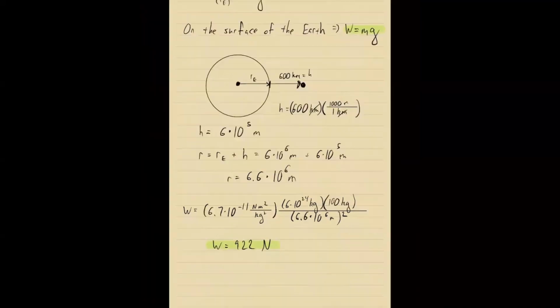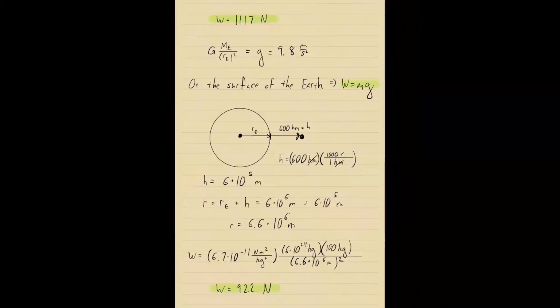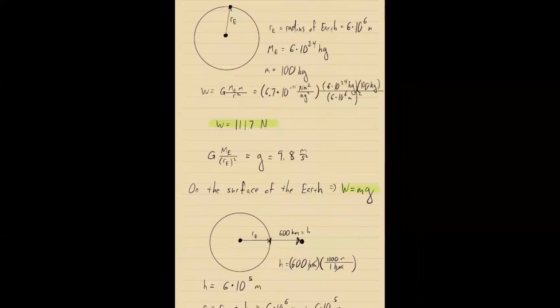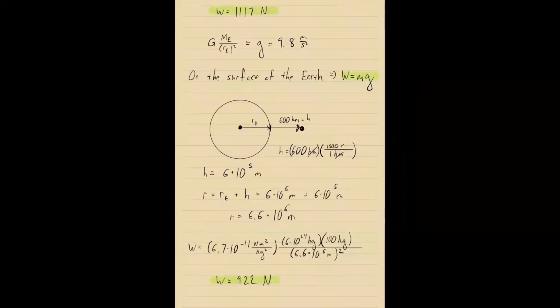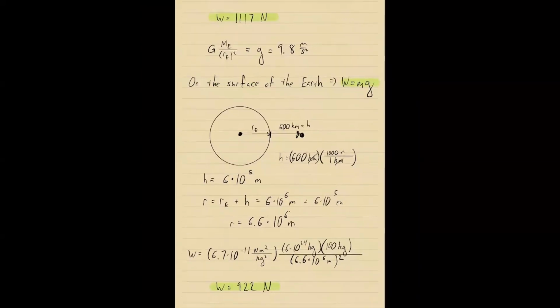Notice the answer we got for part A, on the surface of the Earth, was 1,117. But when you're further away, 600 kilometers from the surface, you only weigh 922 newtons. I don't know if you remember back when we were talking about projectile motion or free fall, but the further away you get from Earth, the larger this R value becomes, and the weaker the force of gravity acting on you. So it makes sense that the further away this person is, the weaker the force of gravity pulling on them is.